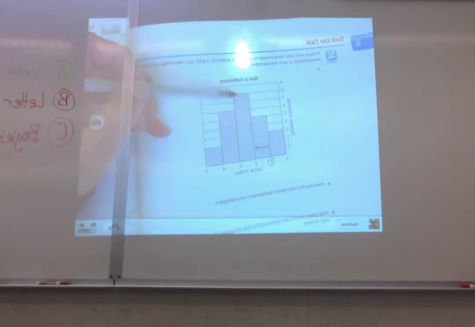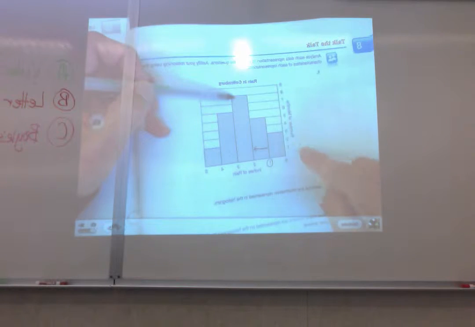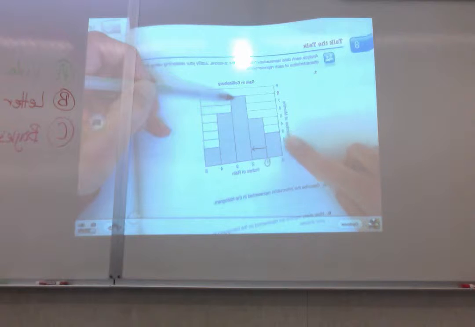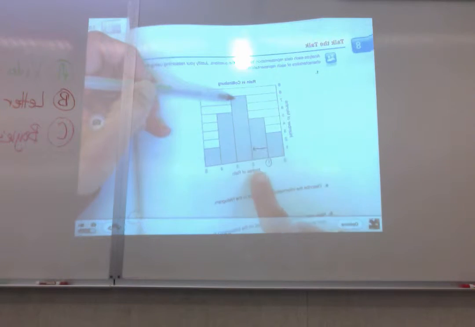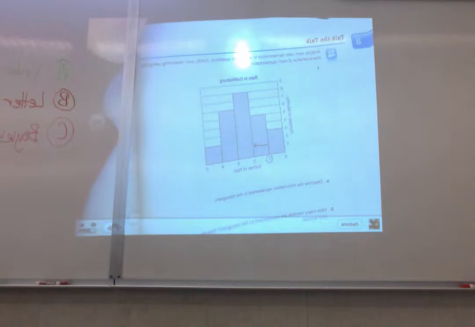The other thing to know, the top, you've got to look across. That tells you how many times something within this range happened in the data set. Okay, so just a little reminder on histograms.